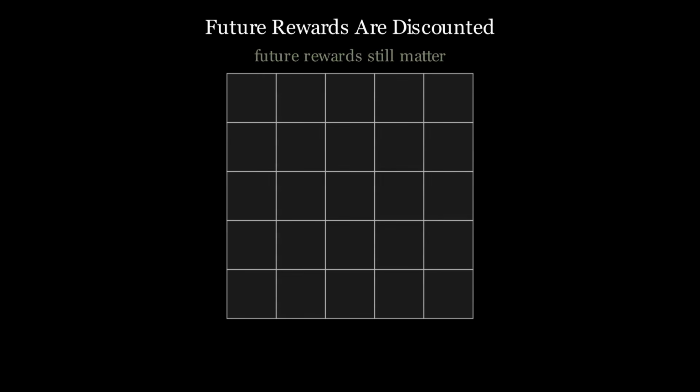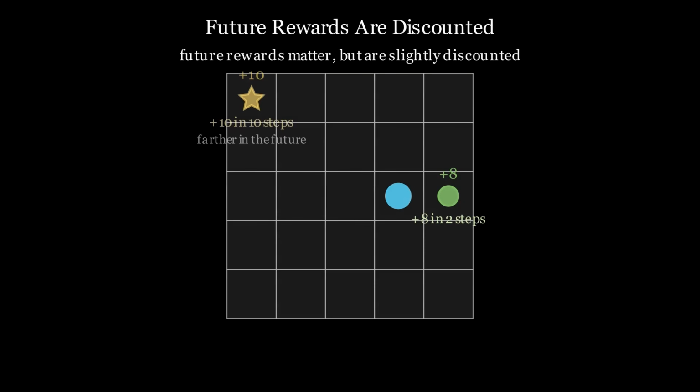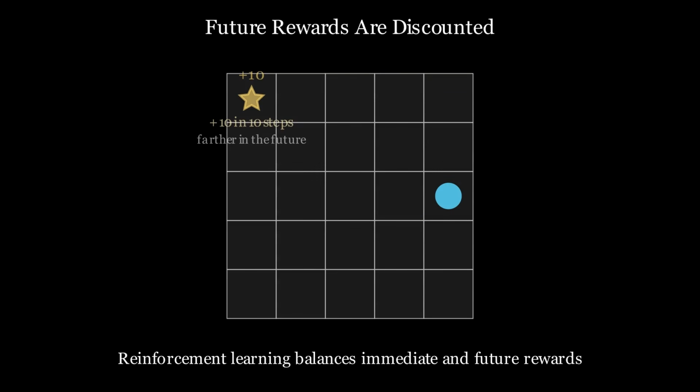We said future rewards matter. And they do. But there's a catch. A reward that's 2 steps away feels more certain than one that's 10 steps away. So we discount future rewards slightly. Not because they don't matter, but because closer rewards are more reliable. Sometimes the agent prefers a slightly smaller reward that's more certain. Reinforcement learning balances immediate and future rewards.